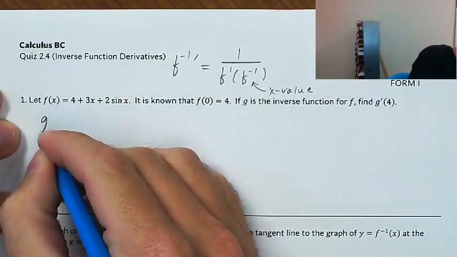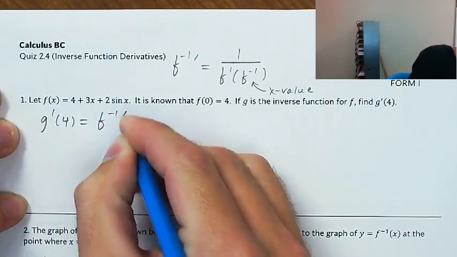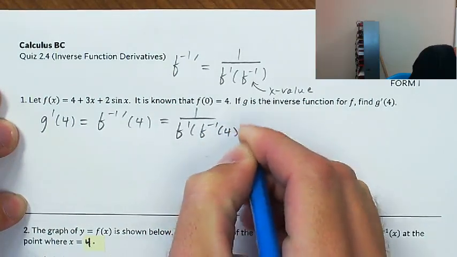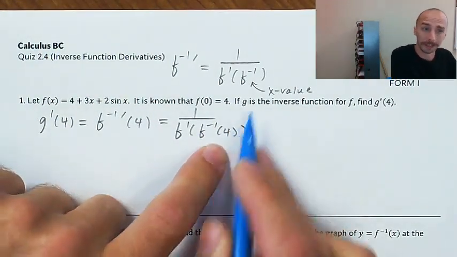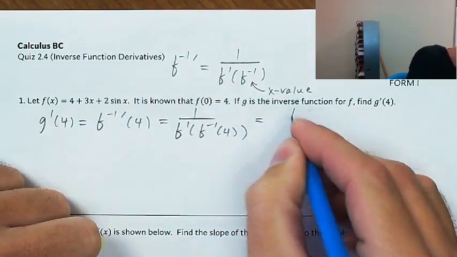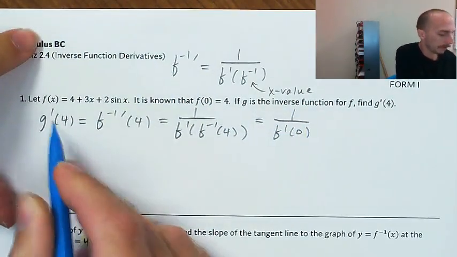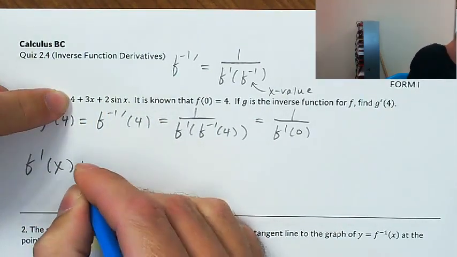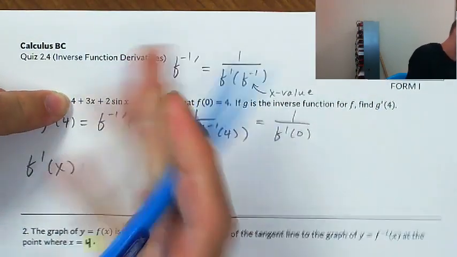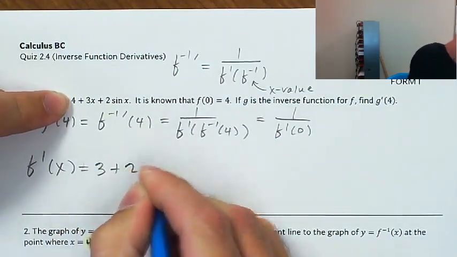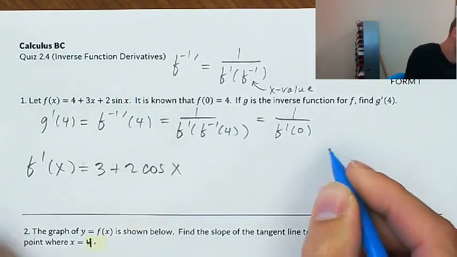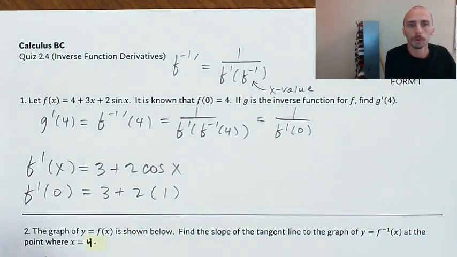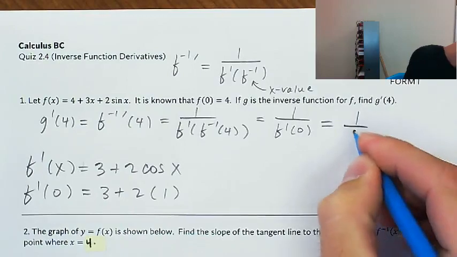All right, so we can use our formula here. We really want g prime of 4. That's equal to f inverse prime of 4, which is 1 over f prime of f inverse of 4. f inverse of 4 is going to be an x value of 0. So this is going to be 1 over f prime of 0. Now I'm going to have to take the derivative the old way. The derivative of 4 is 0. The derivative of 3x is going to be 3. And the derivative of 2 sine x is going to be 2 cosine x. f prime of 0 is going to be 3 plus 2 times the cosine of 0, which we know is 1. And so that's 5, and so this is 1/5.